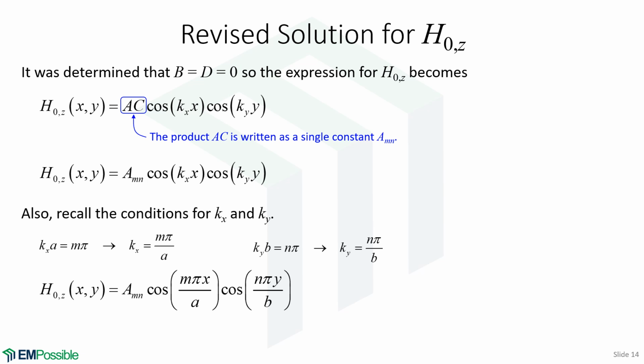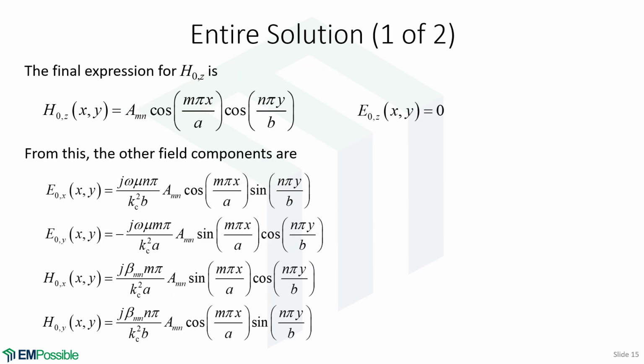So remember what k_x and k_y were. We had k_x being m pi over a. We had k_y being n pi over b. And so we can write our general expression for H naught z a little bit differently that doesn't have k_x and k_y in it. Now if we take that general expression and plug it back into our original equations where we calculate all of the other field components from H naught z, we end up here.